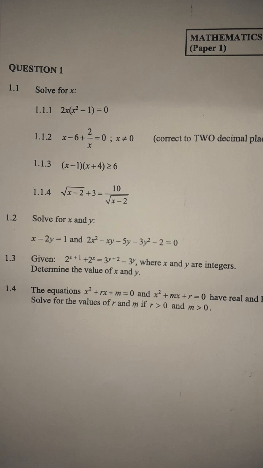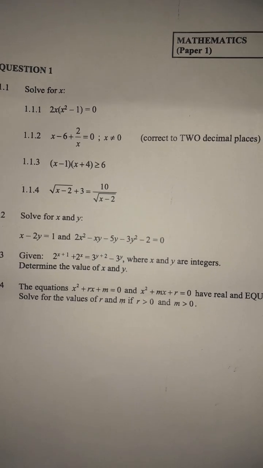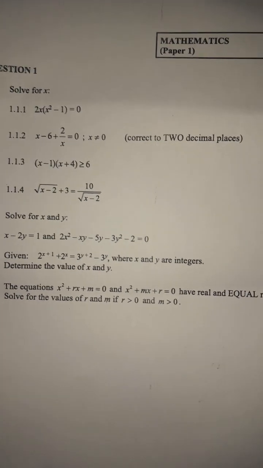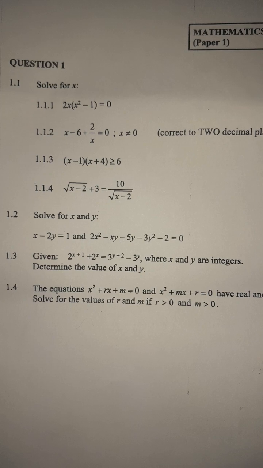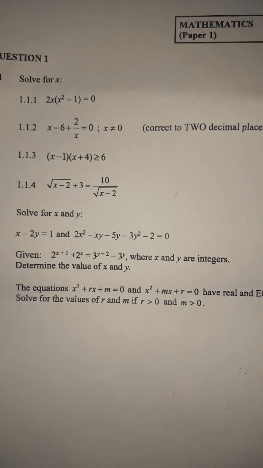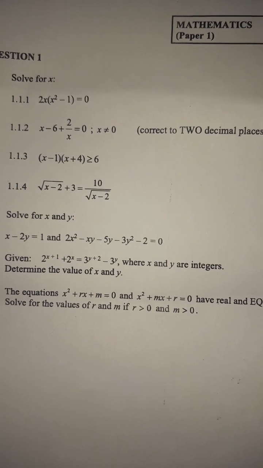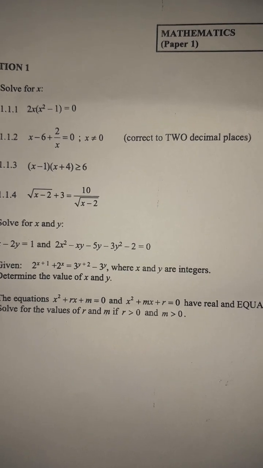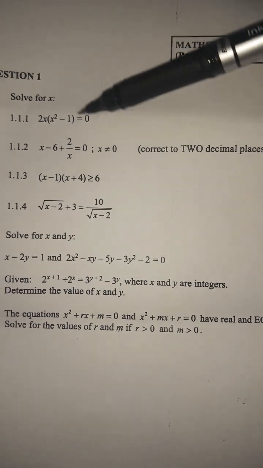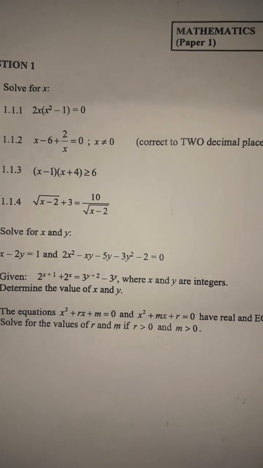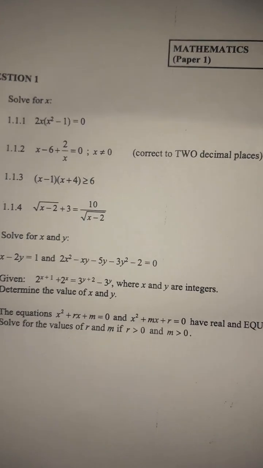At 1.1.1, we have a quadratic equation there: 2x open the bracket, x squared minus 1, which equals 0. That's 2 marks. We are going to use what we call a zero product, meaning that we equate everything to 0. Then what is nice is that we have a difference of 2 squares, x squared minus 1, meaning that we are going to have x minus 1 and x plus 1.